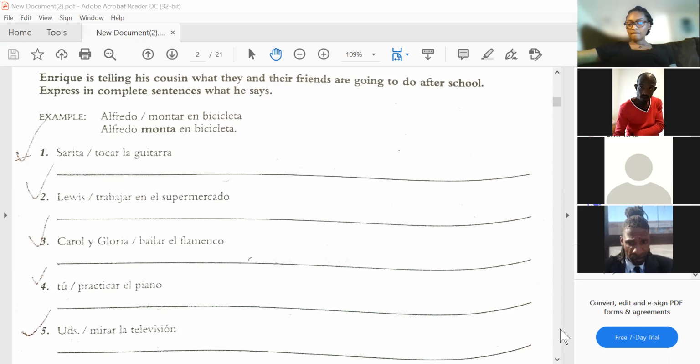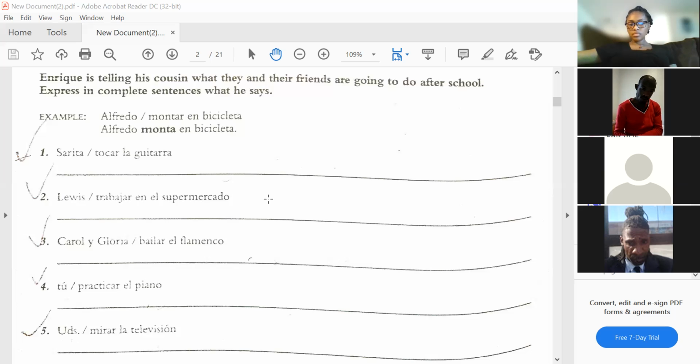Everybody be mindful that when you conjugate these verbs, it has nothing to do with masculine and feminine. Because you said toca, with the A at the end, it had nothing to do with Sarita being a female. It could have been Pedro, a male, and it's still toca. Verbs have nothing to do with masculine and feminine, O's and A's and all that good stuff we learn about.